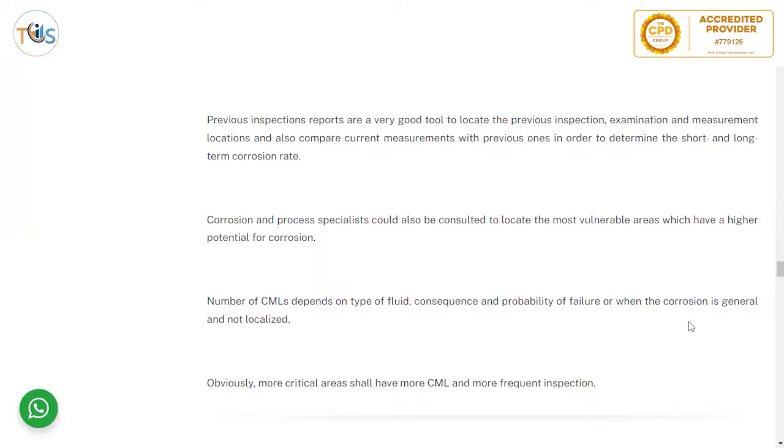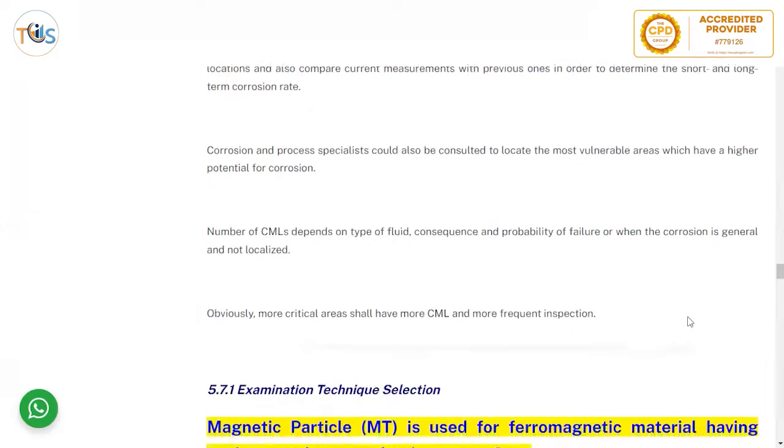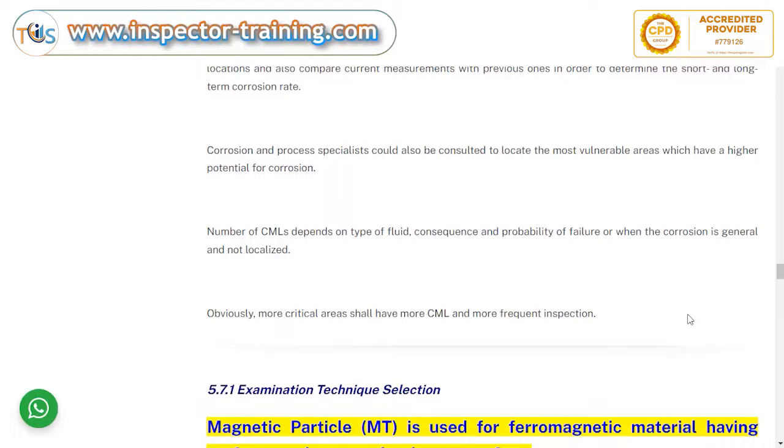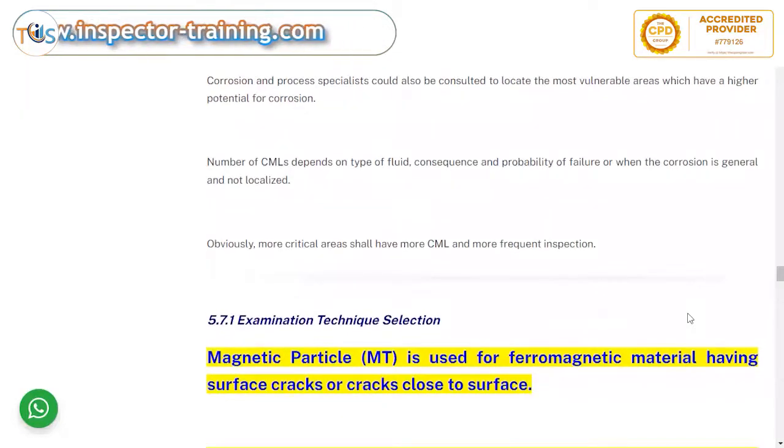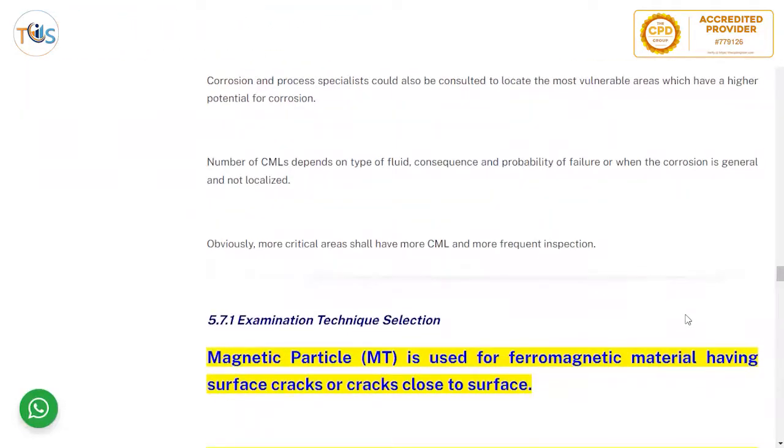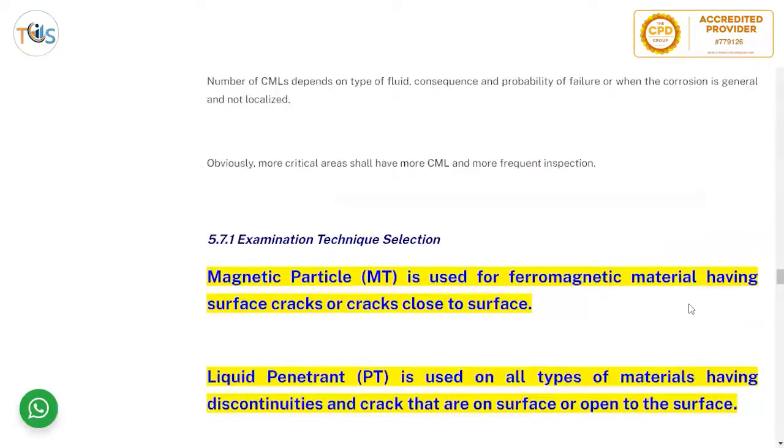Number of CMLs or condition monitoring location depends on the type of fluid, consequence, and probability of failure or the risk, or when the corrosion is general and not localized. So if it is localized, you have to increase. If it is high risk, you have to increase the number of CMLs. Obviously, more critical areas shall have more CML and more frequent inspection.